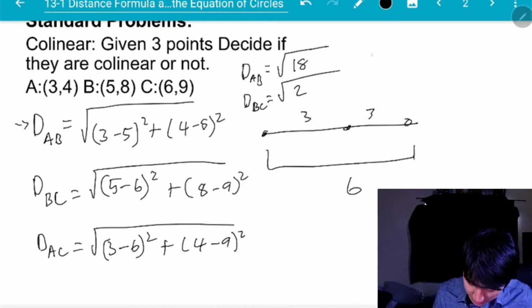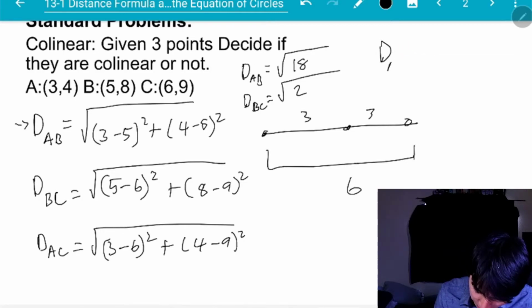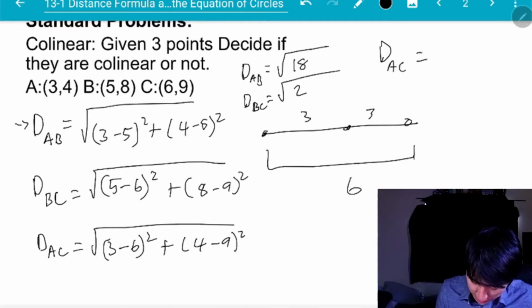And then the distance from A to C is going to be equal to 3 minus 6, that's 3. 3 squared is 9, plus 4 minus 9, that's 5. 5 squared is 25. 9 and 25 is 34.